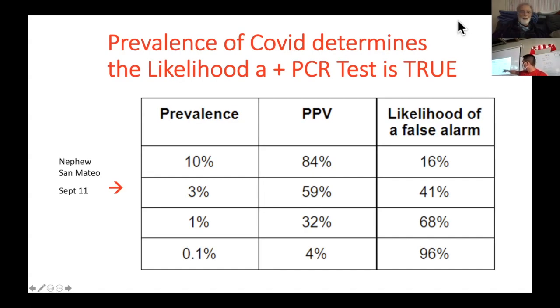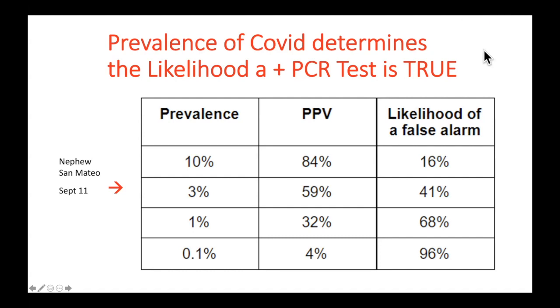Go ahead and take a look at this table. This is what, as a team, you should have put together. If you didn't get other ones, go ahead and copy some of these values down. For our family, the most important row in this table is the 3% row, because that was the background prevalence of COVID in San Mateo on September 11th, when my grandson and Tim's nephew tested positive.